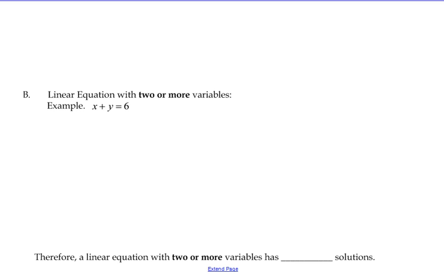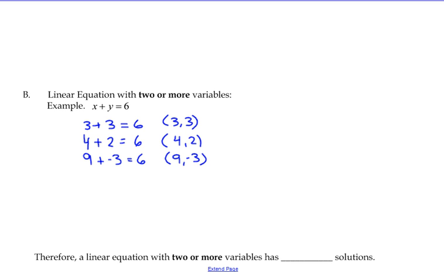Can you give me a solution? Give me an x and y that adds to 6. 3 and 3. Okay, 3 plus 3 equals 6, so that would be the point 3 comma 3. 4 and 2? What else would add to 6? 9 and negative 3. That's good.